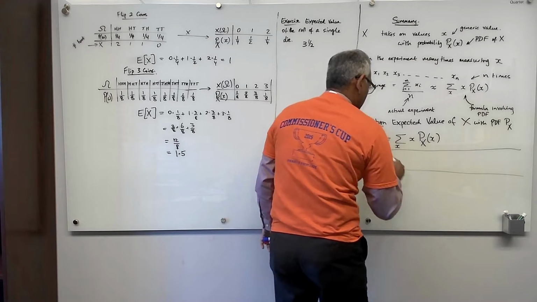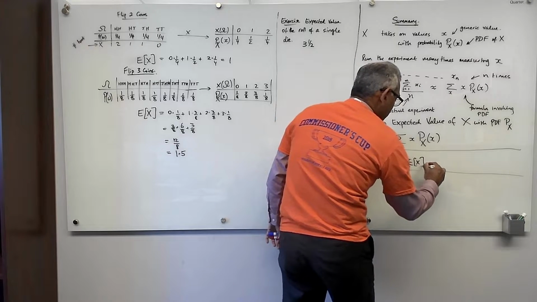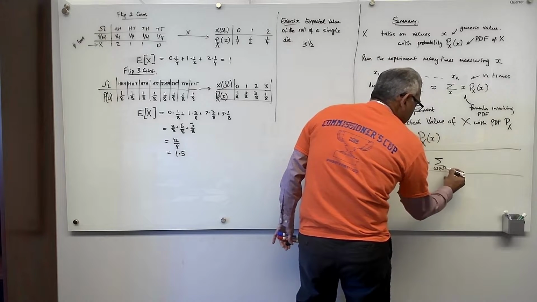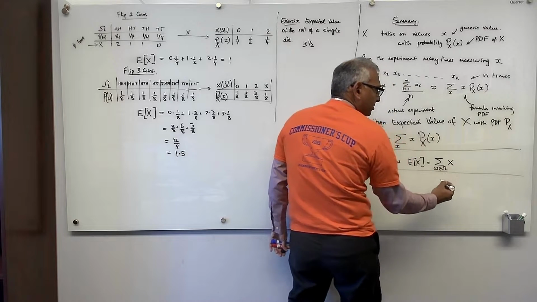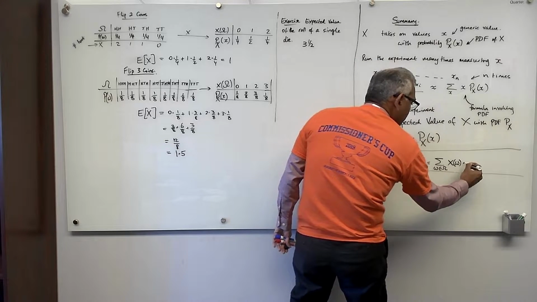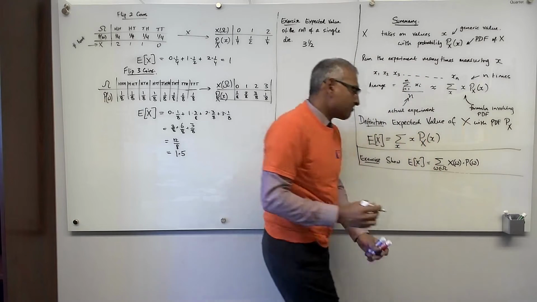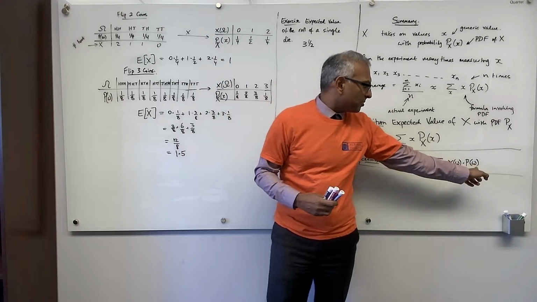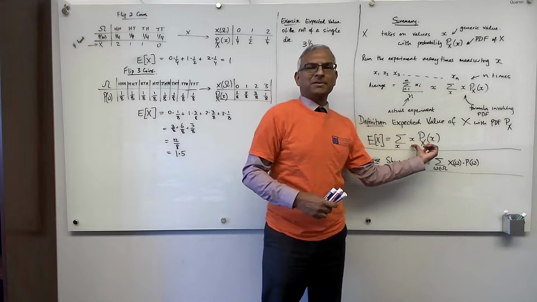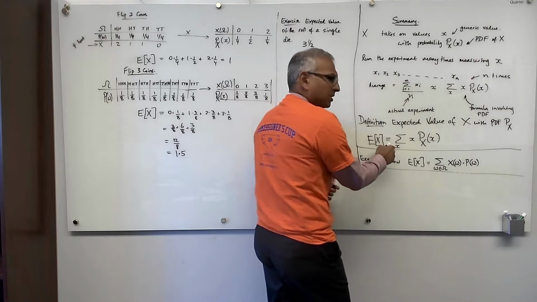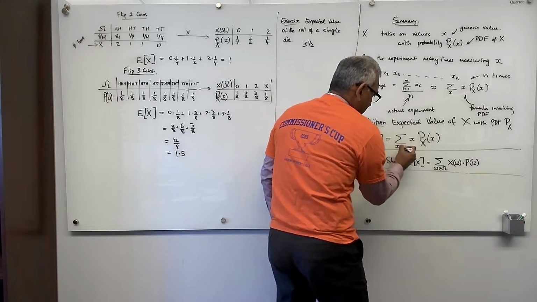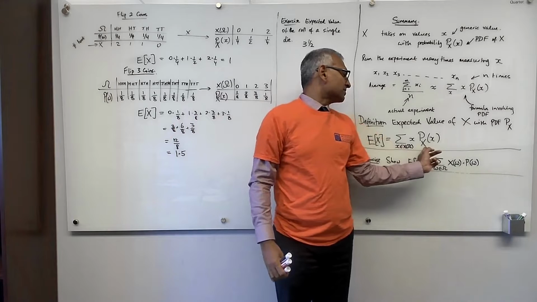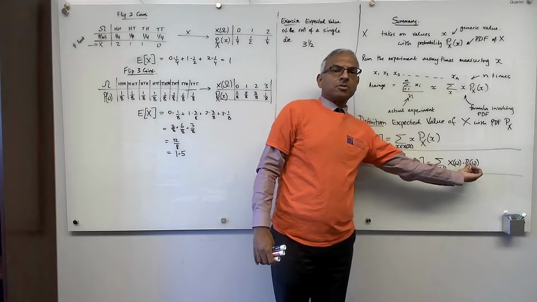Show that the expected value is also equal to the sum over the possible outcomes in your sample space of the random variable evaluated at your outcome times the probability of the outcome. Because remember, the random variable is a function. It takes an outcome and produces a value. And then there's the probability of the value. So this and this are very similar. Here, the sum is over the values of the random variable. So this guy is in x of omega. So this uses the PDF for x. This uses x as a function and the probabilities for the outcomes.